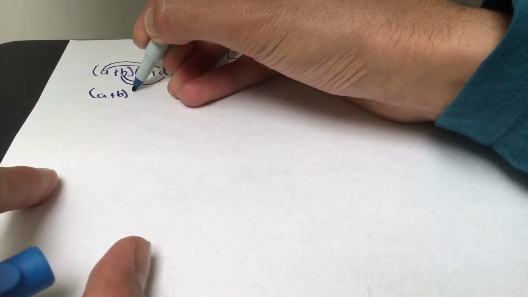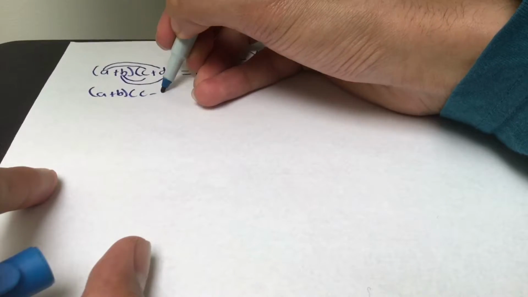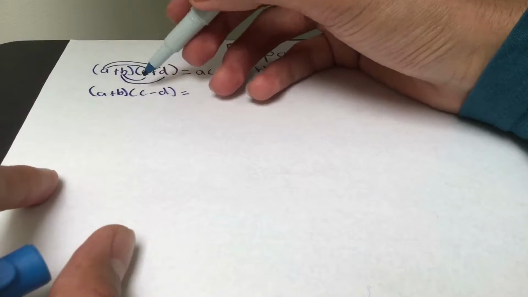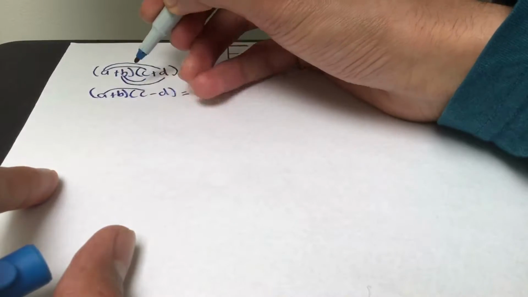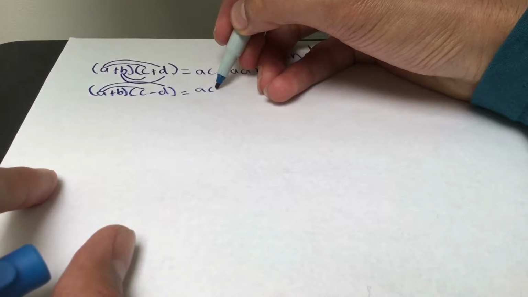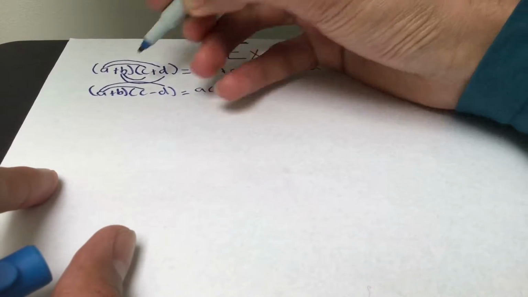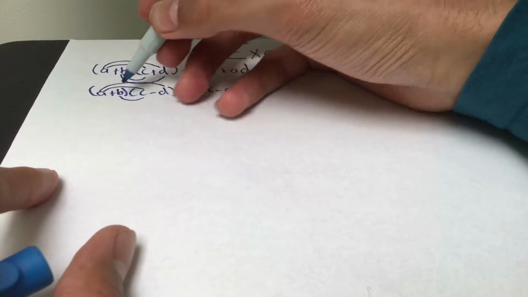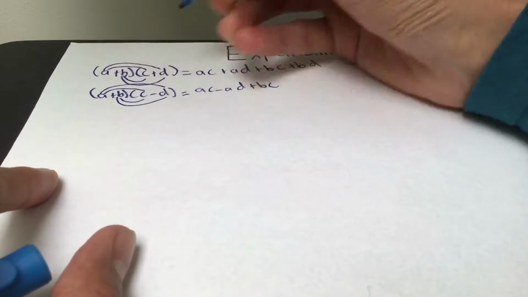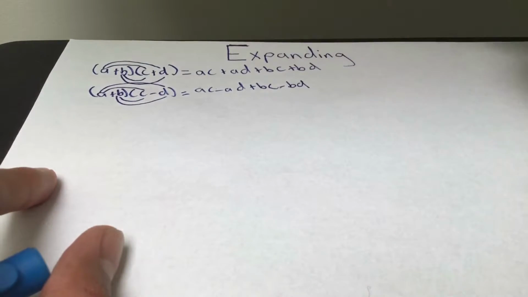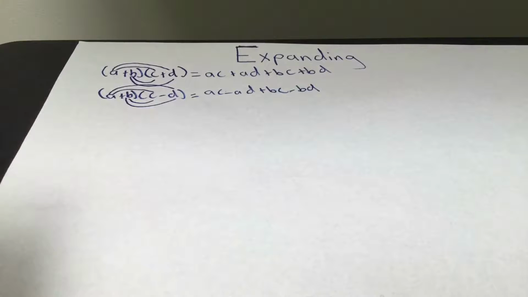Okay, now let's move on to (A + B)(C - D). Same thing, A times C, and then you go A times D, and then B times C, B times negative D, and that is our final answer. Okay, now let's move on to another question.